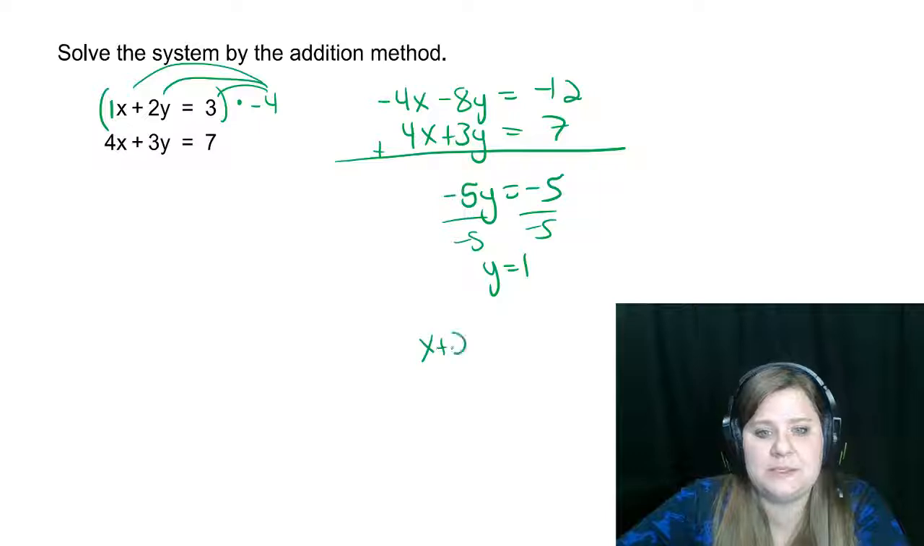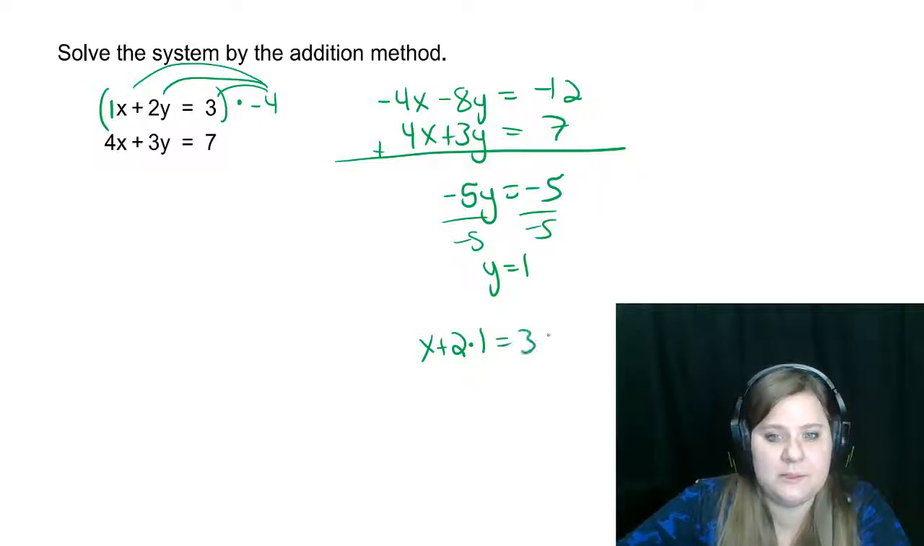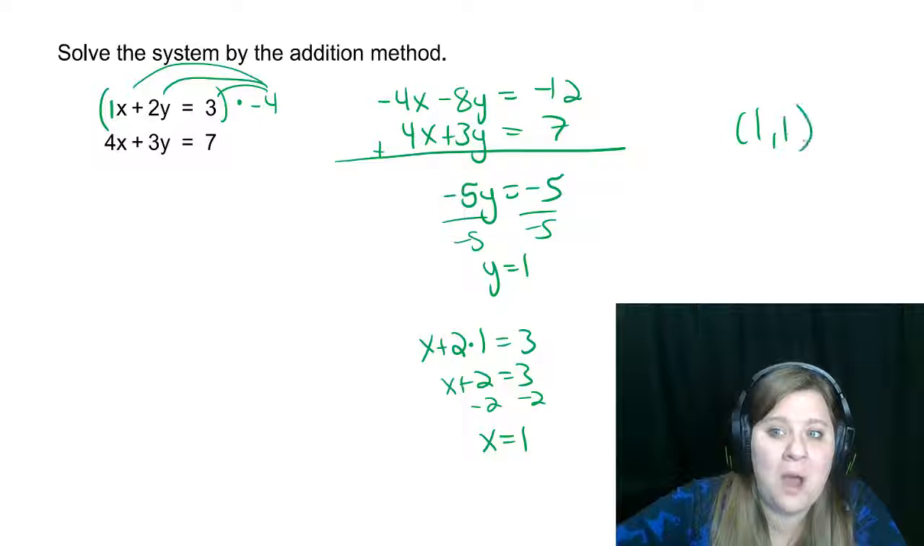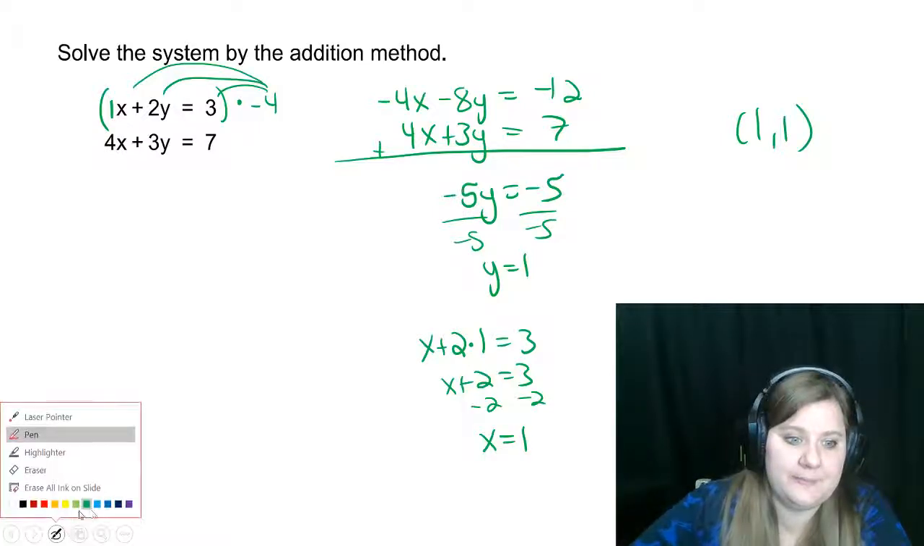So I have x plus 2 times 1 equals 3. x plus 2 equals 3. I subtract 2 from both sides. x equals 1. That means my answer is going to be (1, 1), assuming it checks.